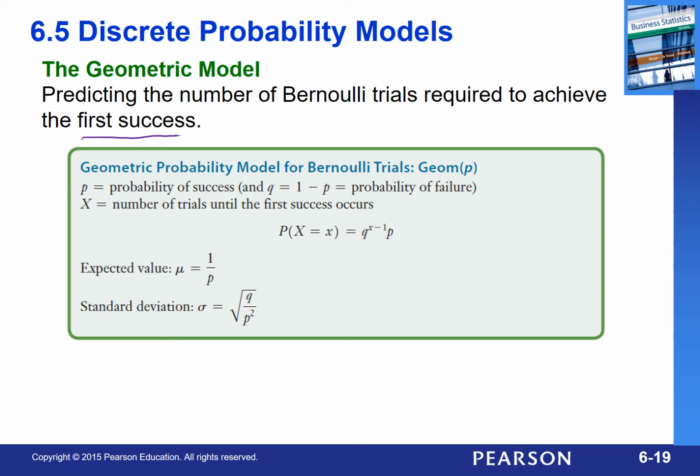So when you look at this, our probability of success is P, our failure probability is Q, which is 1 minus P, and then we want to count until we hit our first success, so that's our random variable, our X.